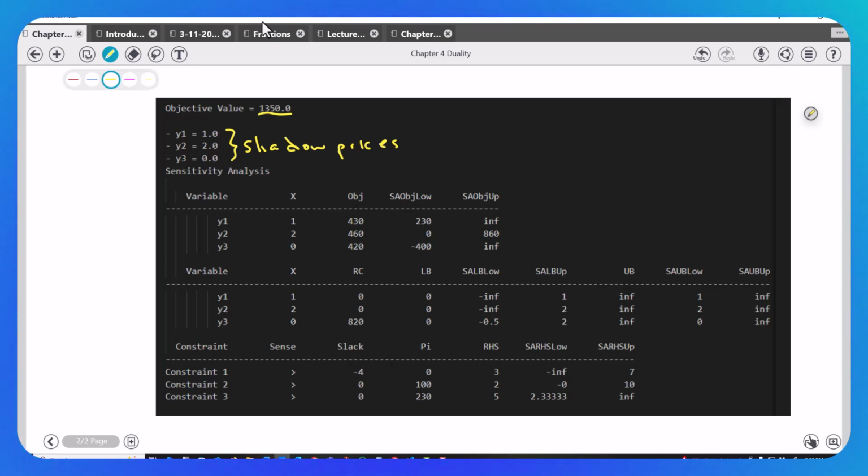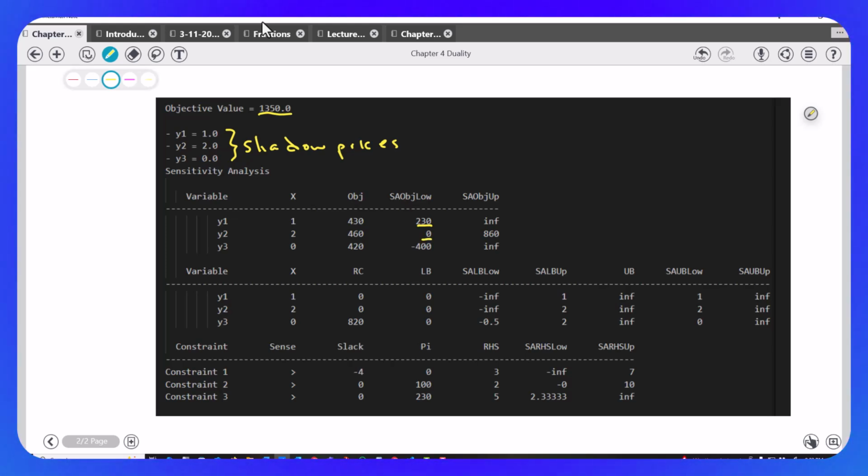We can look here, so if we look at y1, the 230, okay, so this is our lower bound, which says if we increase the available time for operation 1, remember that was for constraint 1, by 1, our objective function will increase by this one value.